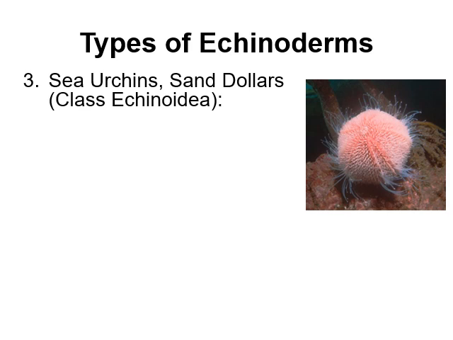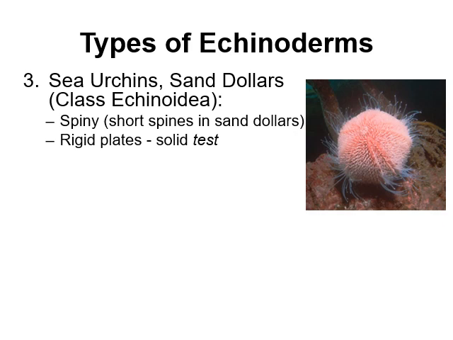I want to talk a little bit about the sea urchins and the sand dollars, which are both of the class Echinoideae. And what makes these different from the others is that they tend to be very spiny, whereas a lot of the other echinoderms are not. Right? So I think you all know that sea urchins tend to be pretty spiny. Sand dollars do have spines, but they tend to be pretty small.